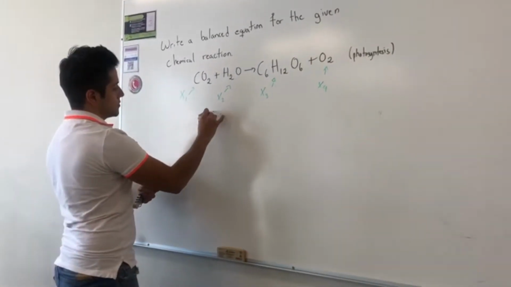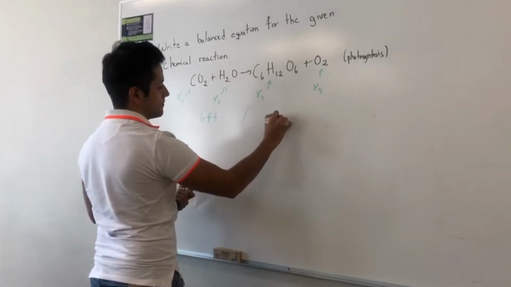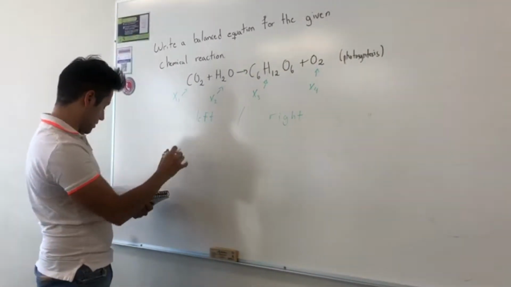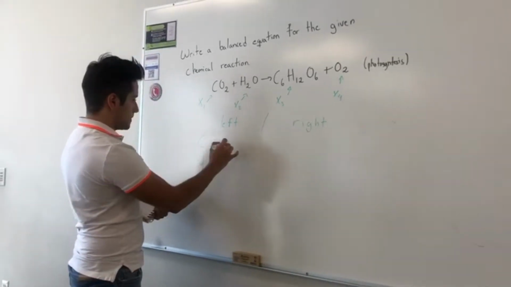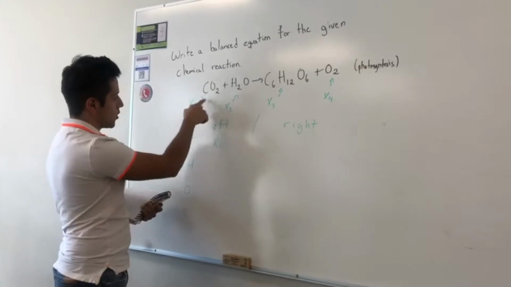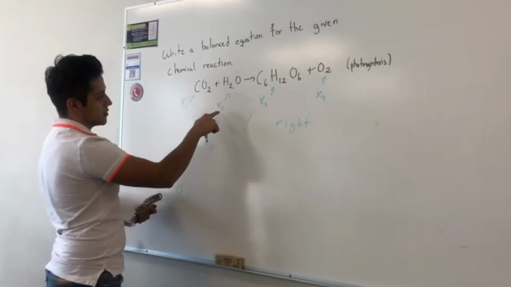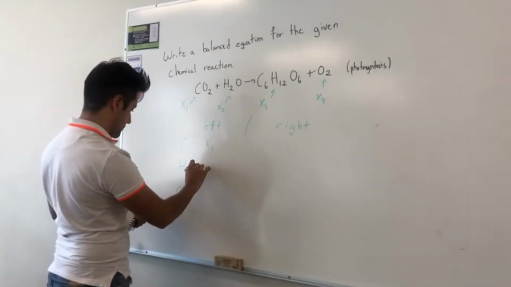We're going to have here the left side, that is x1 and x2, and here the right side. Here we're going to assign C, H, O. Here we have 1 C, so it's x1. In this term we don't have an H, but in x2 yes, so we have 2H for x2.